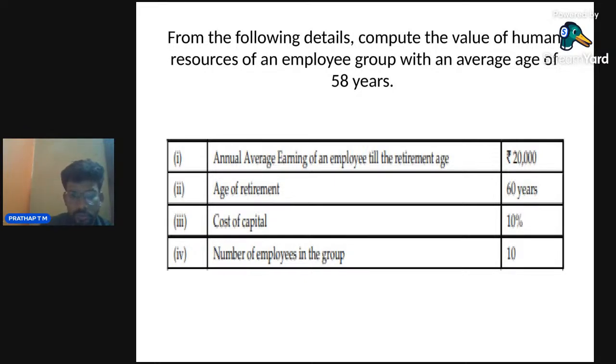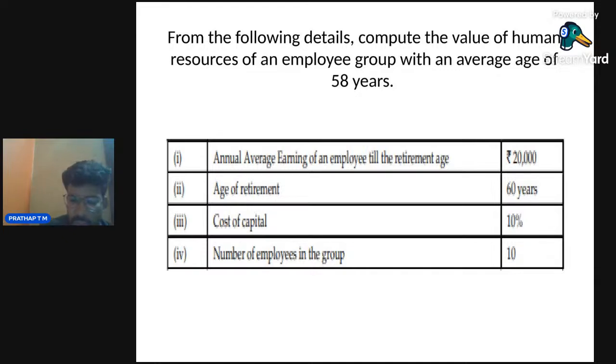Again 20,000 divided by 1 plus 10%. Instead of 58, next year it is 59. So in such a way we have to write. So make it plus, as you determine the value in NPV: 20,000 first year, second year 20,000, then you make it plus, right? If you simplify this, 20,000 divided by 1 plus 0.10, that's 1.1 to the power of 60 minus 58, that is 2, right?